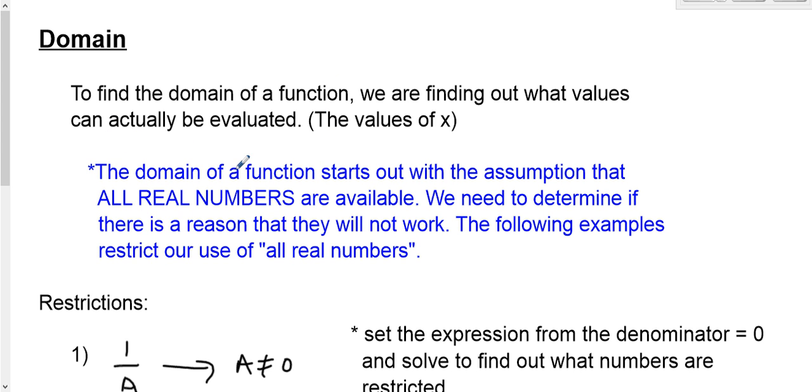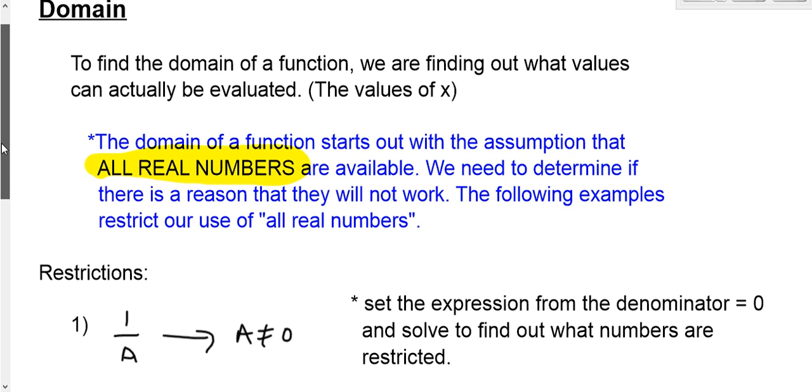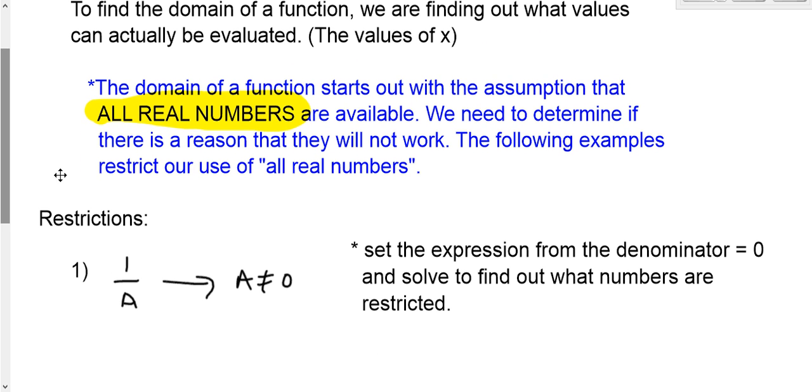All right, the domain of a function starts out with the assumption that we use all real numbers. Okay, that's when we have no restrictions. We need to determine if there is a reason that they will not work. The following examples here are going to be examples where we are restricted with our use of all real numbers.